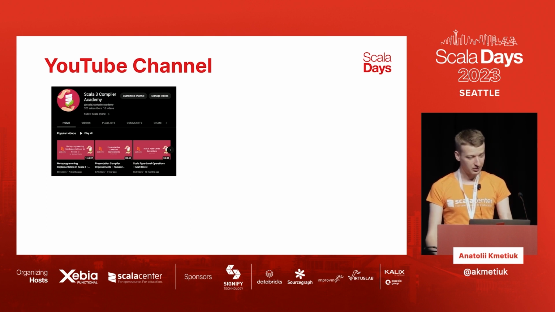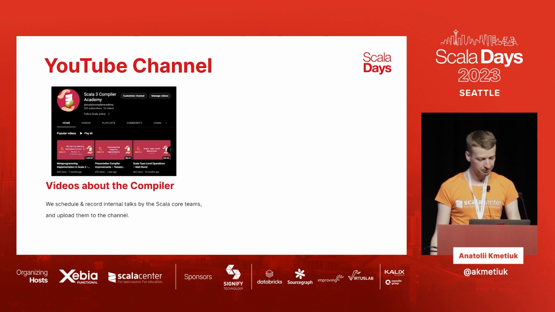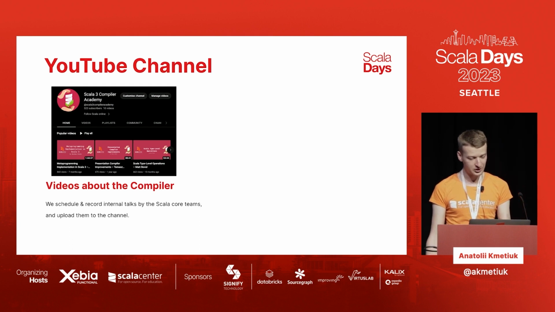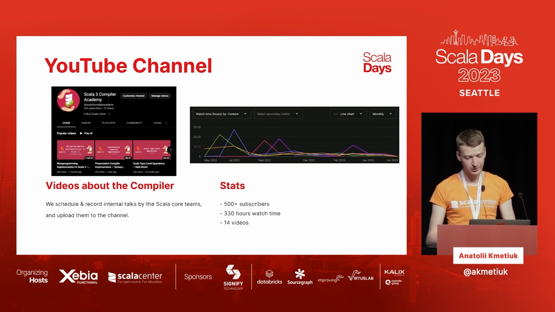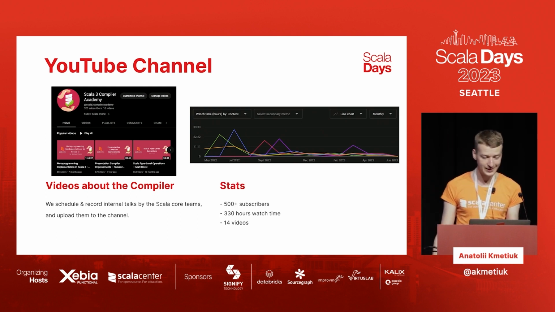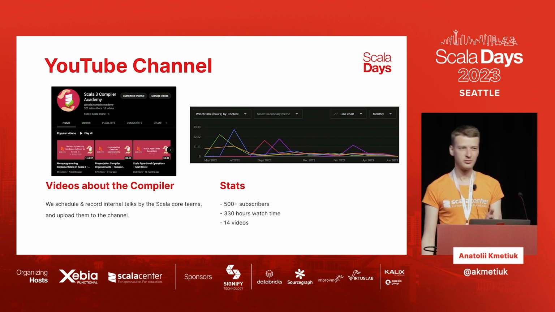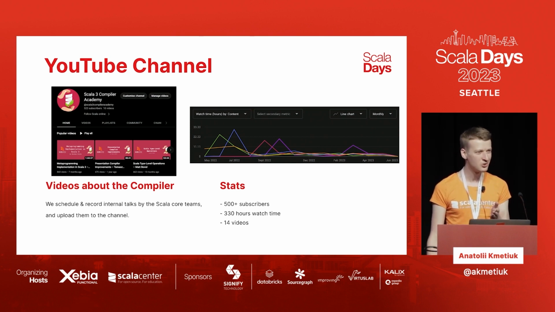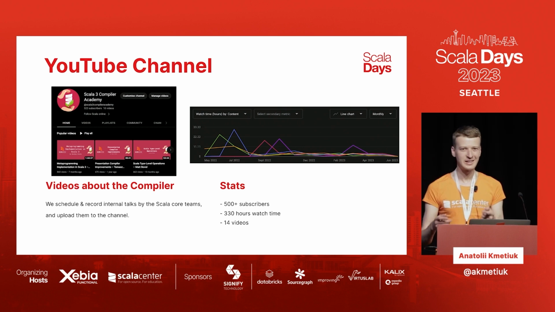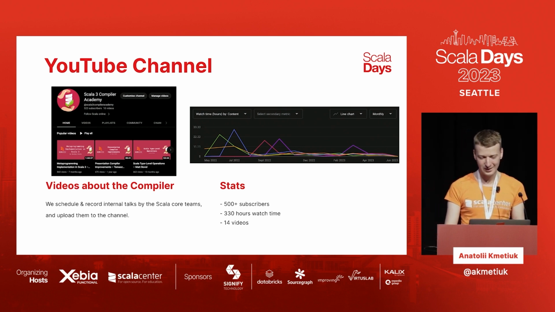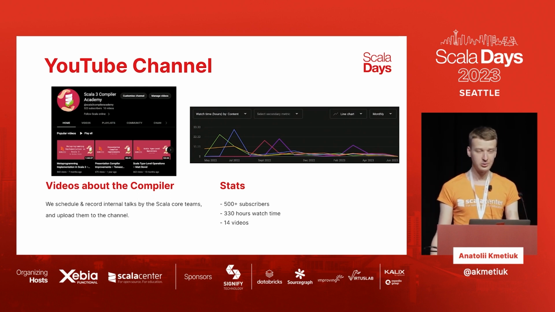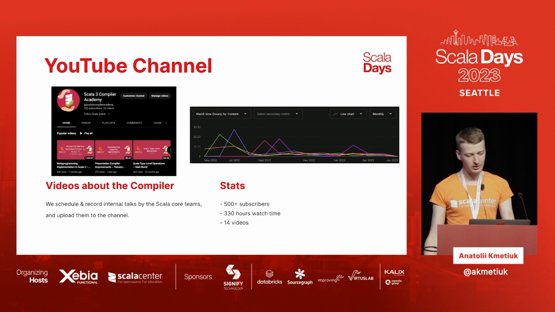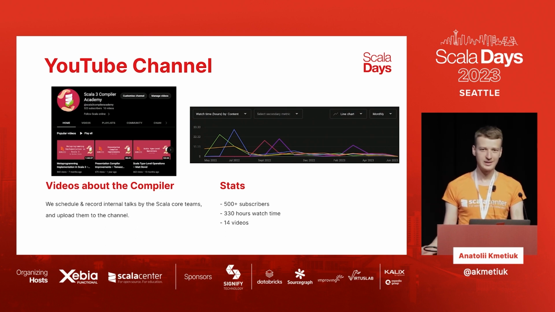So we made this channel a year ago. The concept, as I mentioned, was that the core team records videos about the compiler, and it worked fairly well. So here are some stats after 1 year. It's not that impressive for a YouTube channel, but for a niche YouTube channel that focuses specifically on the Scala compiler, I think those stats are pretty significant. We have 500 plus subscribers. We have 330 hours of total watch time on 14 videos in total released in the period of 1 year.